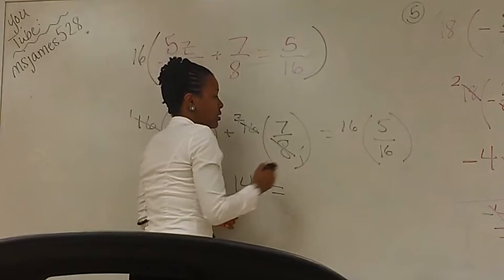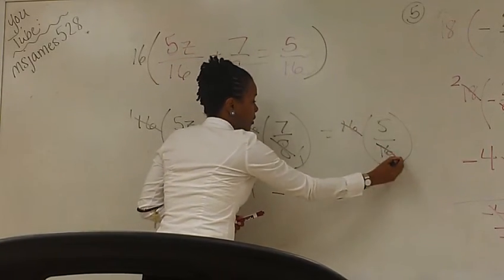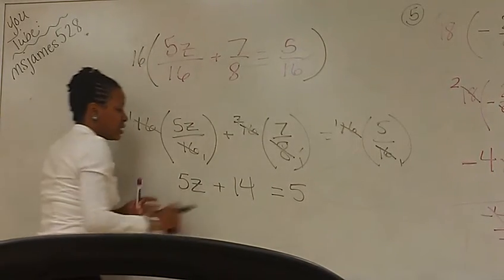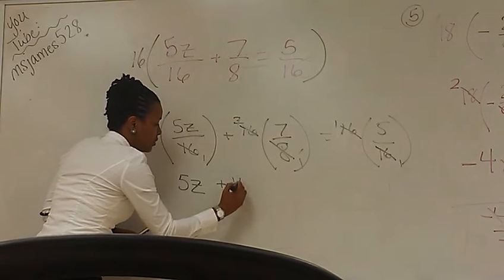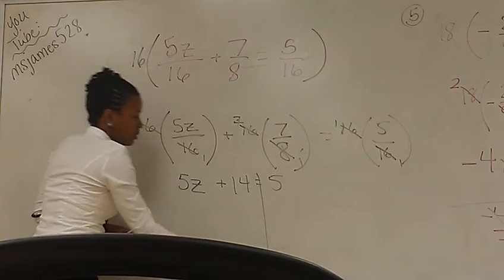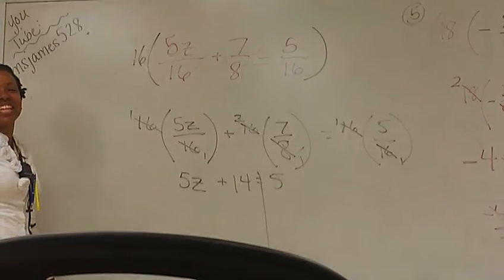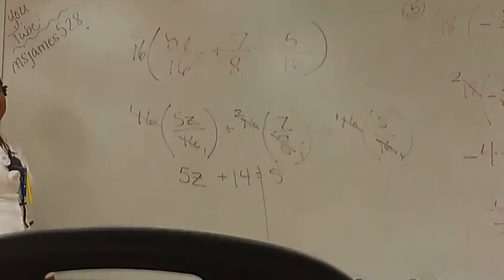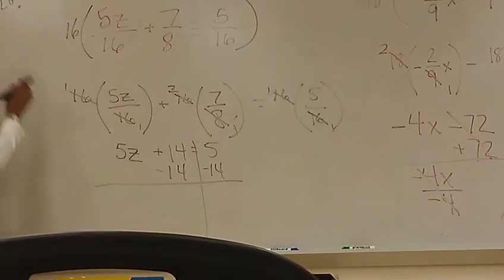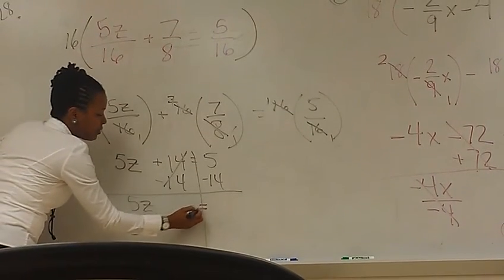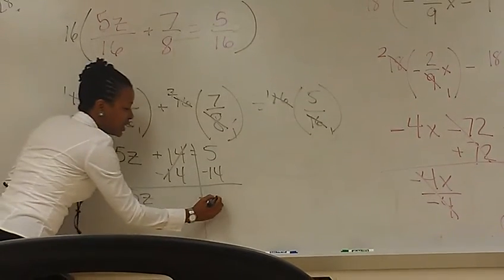Can anything cancel here? Yes. 16. And you're left with 5. All right. So now we've got 5z plus 14 equals 5. Tell me the next step, Jeff. After I draw the line, what do I do? Minus 14. Very good. So you bring down your 5z, and what's 5 minus 14? Negative 9. Big difference.